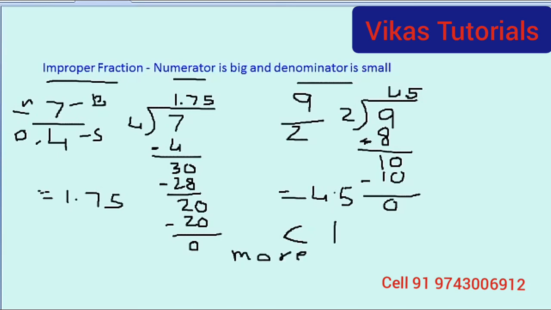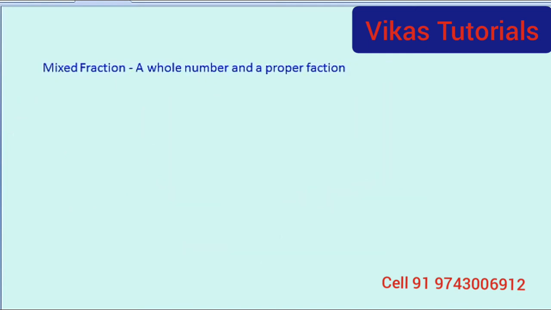More than 1. Okay, so in an improper fraction, the numerator is big and the denominator is small. When we convert them into decimals, the answer will be more than 1. Next, move to the next one.